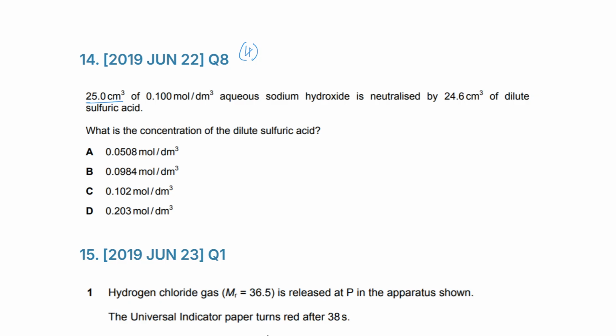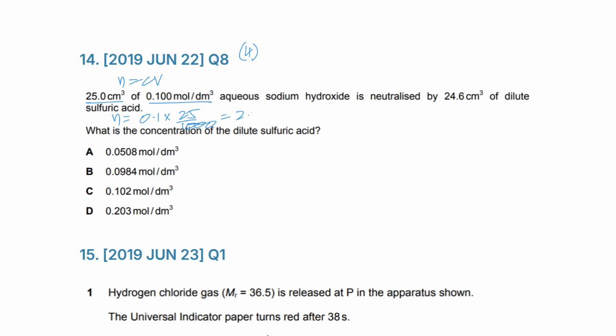See, you're given the volume and you're given the concentration of sodium hydroxide. So you could calculate the moles of sodium hydroxide through n = CV. n equals 0.1 multiplied by volume, which is 25 over 1000. Since you want to convert the cm³ into dm³, what do we get? 0.1 multiplied by 25 over 1000.